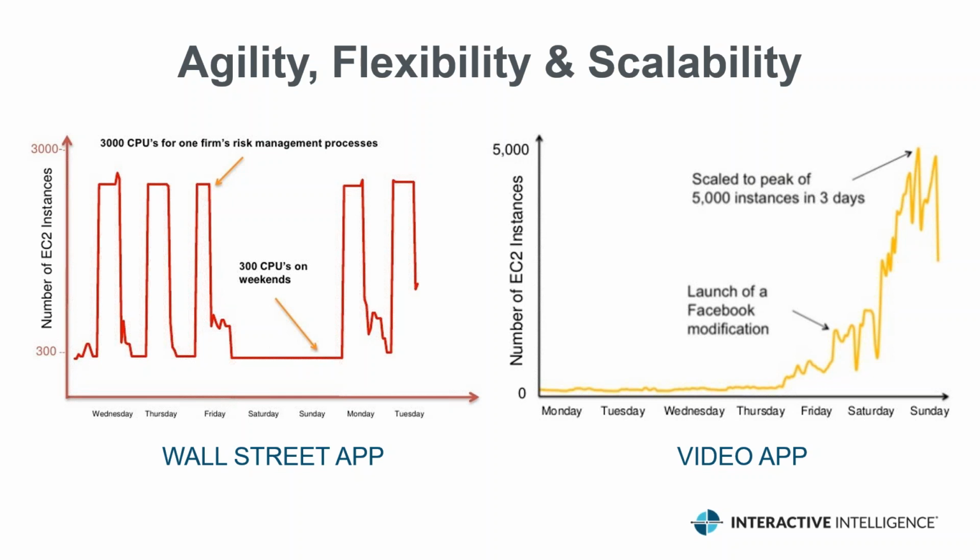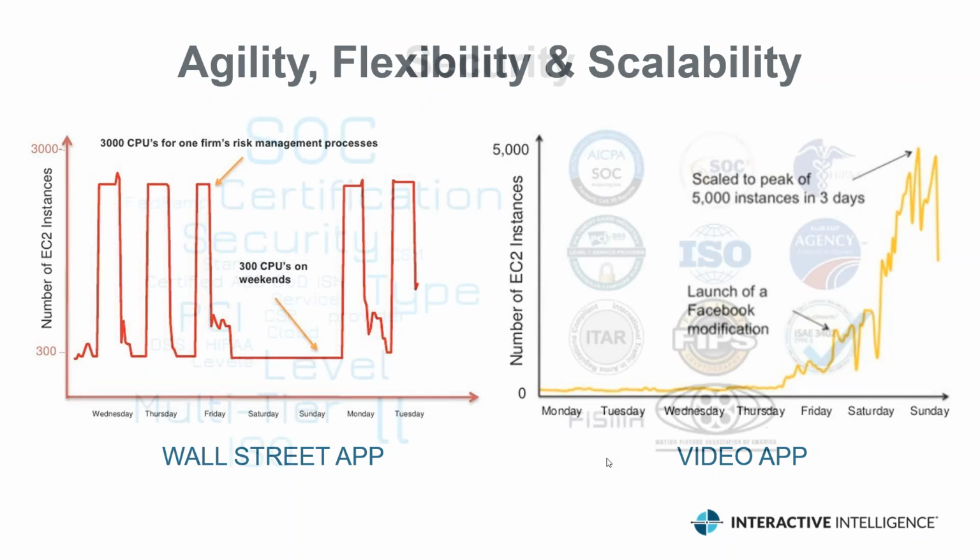of flexibility and agility. And then if you look at the example on the right of a video application, you can see in the cloud, this little video company launched a Facebook modification on the Friday, and within 2 days, by the Sunday, it had scaled from 1,000 server instances to 5,000 server instances, managing all the load. There's, again, no way you could actually have that type of scalability on the premise using your own infrastructure.